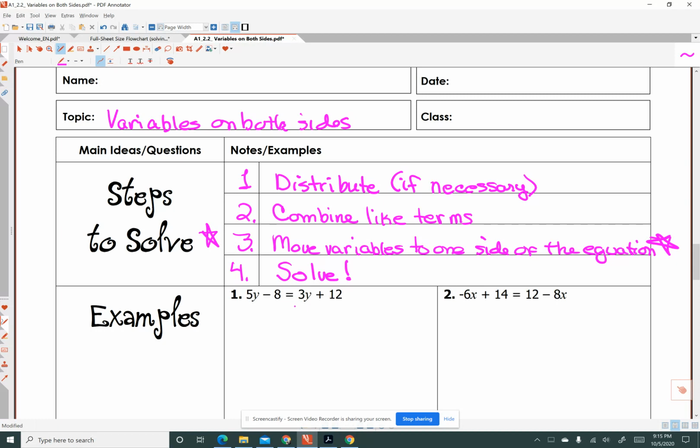So I'll start by subtracting 3y. Let's get those variables over here. Okay, so 3y minus 3y is 0. So on the right side, I have equals 12. On the left side, 5y minus 3y is 2y minus 8. So now we're going to solve this equation just like we have all the other multi-step equations. We're going to add 8 to both sides.